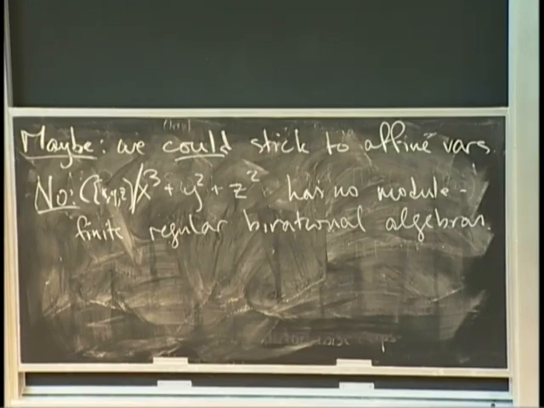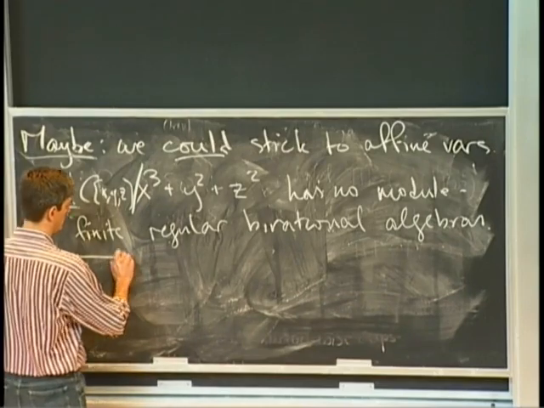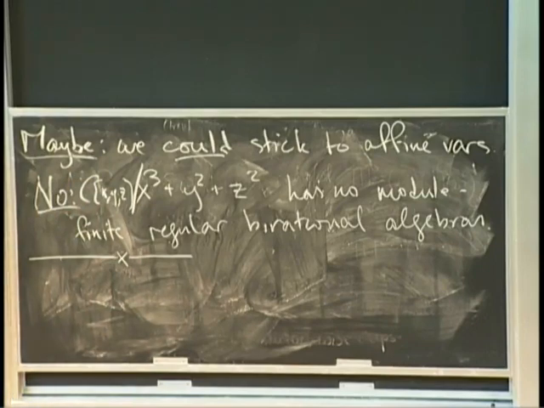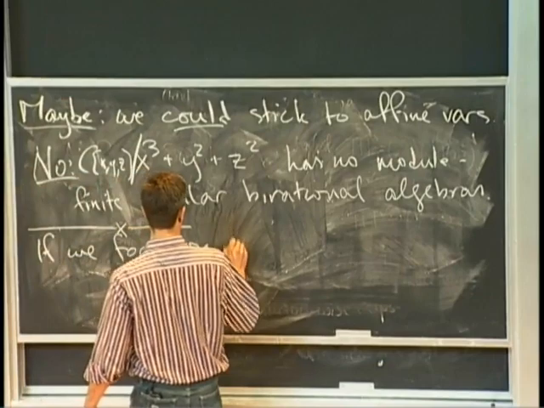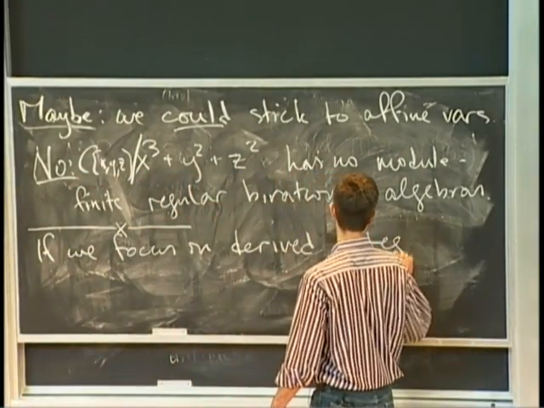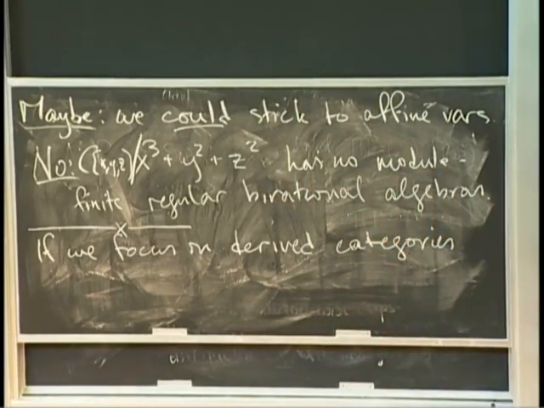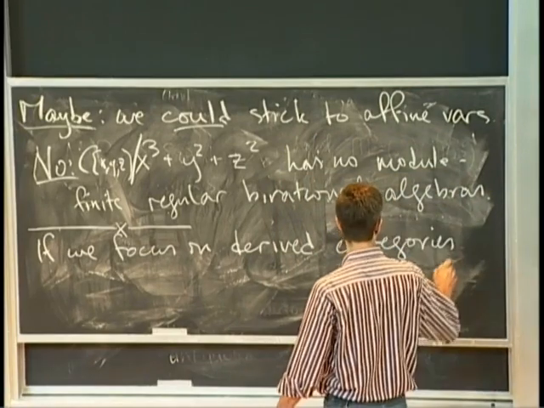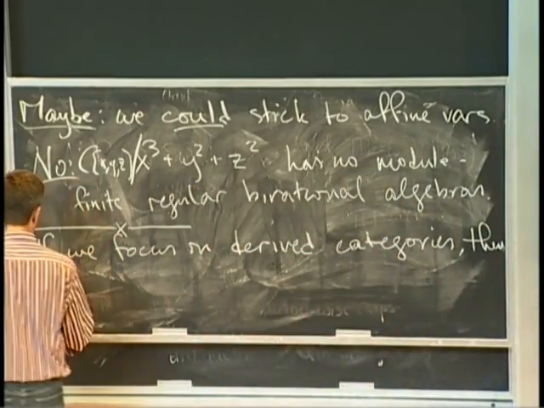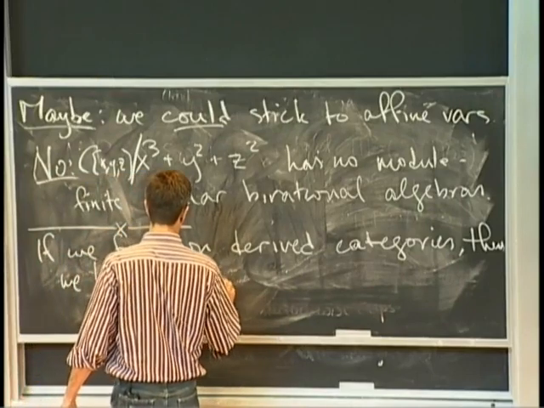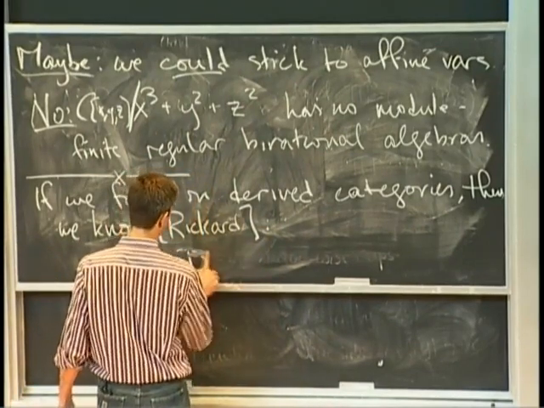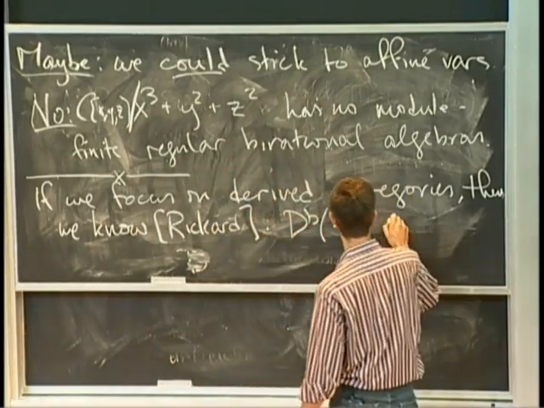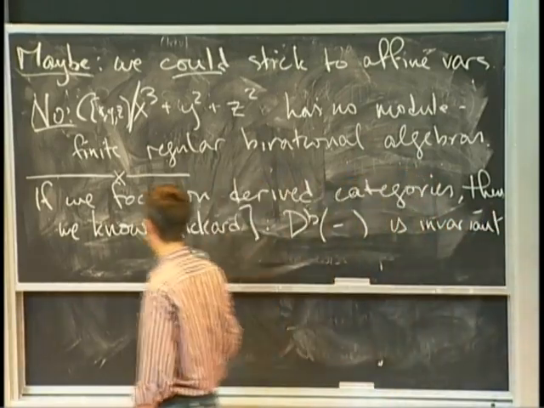But maybe we can combine this third complaint with the naive hope in the following way. Let's say it like this. If we focus on derived categories, the bounded derived categories, either coherent or quasi-coherent sheaves, whatever you like, then we know from Rickard that, let me say it like this, the bounded derived category is invariant under Morita equivalence.